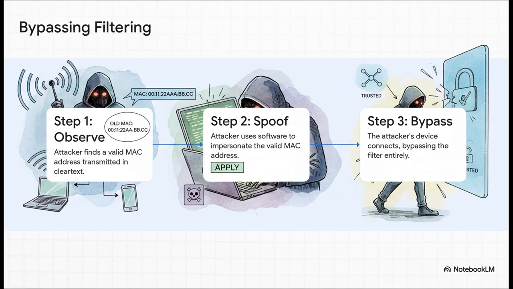First, an attacker just listens in on the Wi-Fi traffic. Your MAC address is flying through the air unencrypted. They just sniff out a valid MAC from a device that's already connected. Second, they use free, easy-to-find software to just change their device's MAC address to the one they just found, and boom, that's it. Step 3, their device now looks totally legitimate, and the filter lets them right in. The bouncer just got fooled.